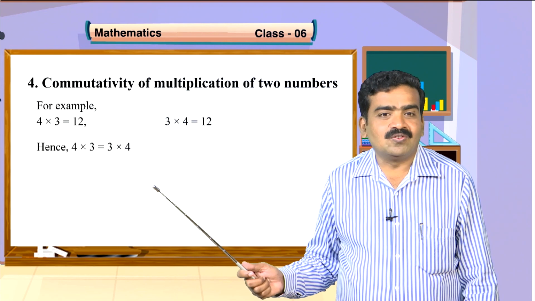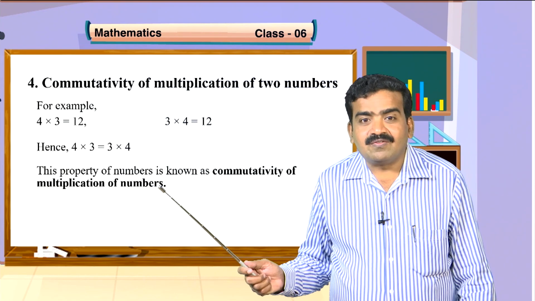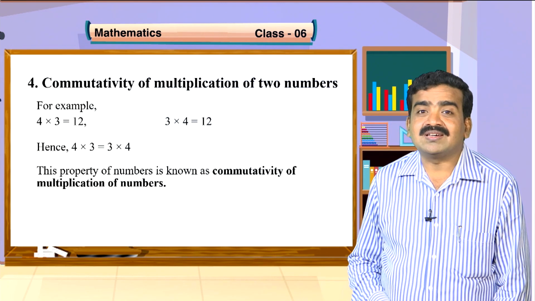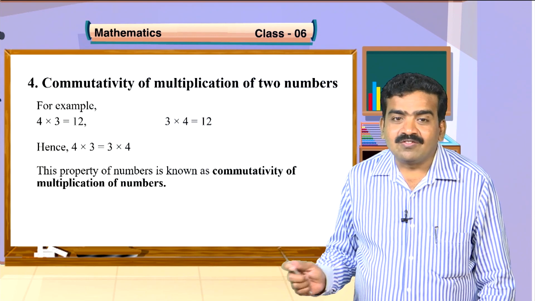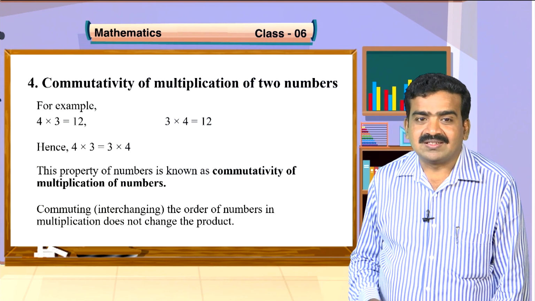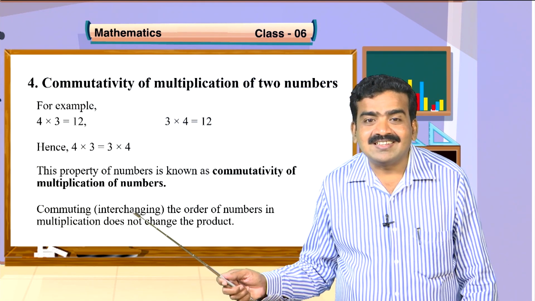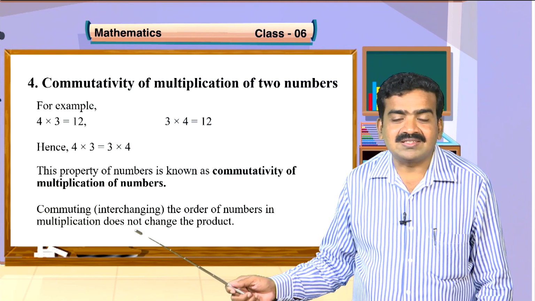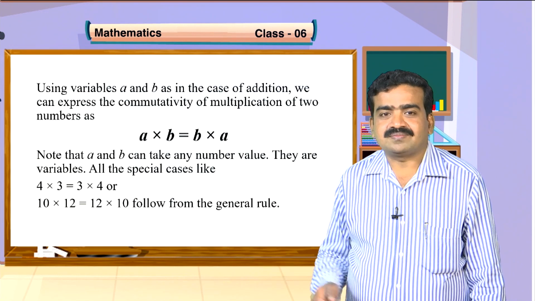So, hence 4 into 3 is equal to 3 into 4. This property of numbers is known as commutativity of multiplication of numbers. What is this property called? Commutativity of multiplication of numbers. Commuting means interchanging. Commuting the order of numbers in multiplication does not change the product, like this.